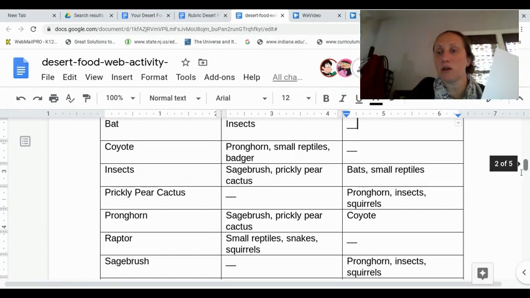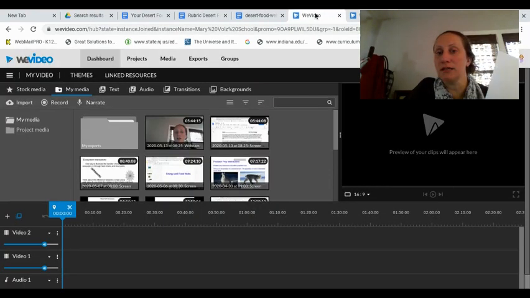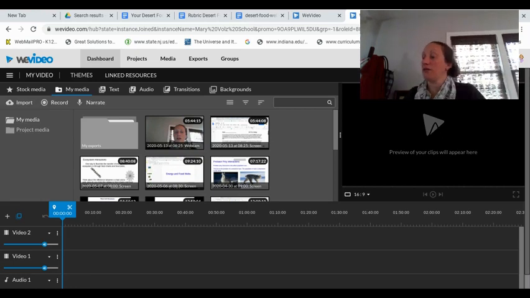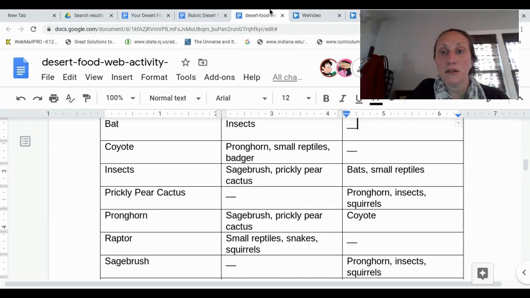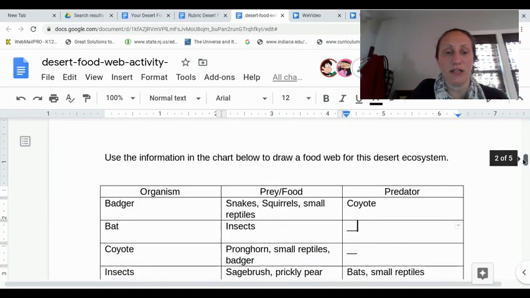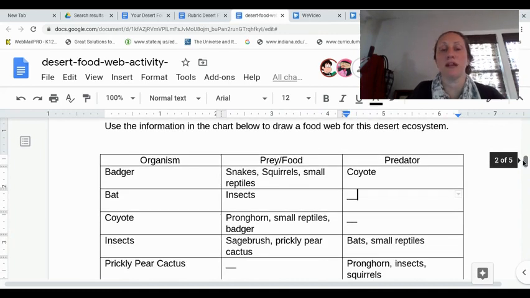So basically what you're going to do is you are going to be creating a food web for all these desert animals. Okay, so if you guys are looking at this chart right here, I would go from animal to animal and start writing them on a piece of paper. You might want to do this in pencil in case you have to erase or do a rough draft and then rewrite it. So I'm looking at badger first.